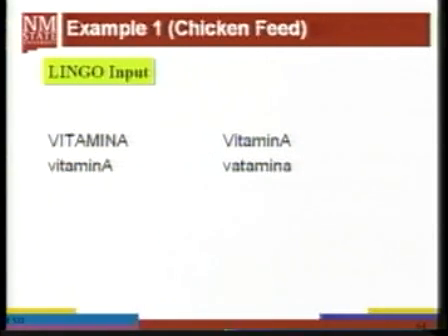And like LINDO, LINGO is not case sensitive. Okay? That is, both LINDO and LINGO do not distinguish between uppercase and lowercase in variable names. So all these 4 variable names would be considered equivalent in both LINDO and LINGO. Okay?